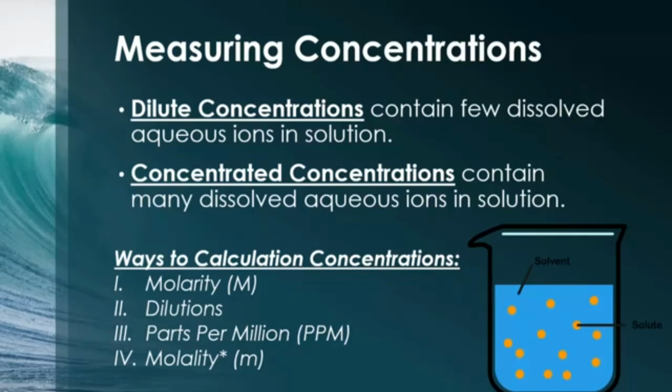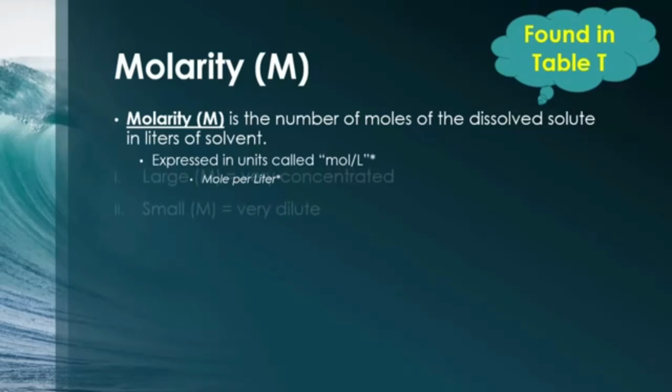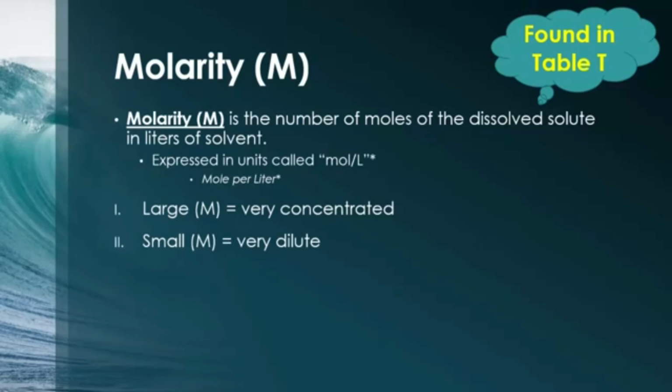Today, we are going to learn how to calculate molarity. In a future video, we will discuss how to calculate parts per million. There are other units for concentration, but we won't use them in this class. Molarity is defined as the number of moles of a given solute in a liter of solution. This equation is found on reference table T. It is a pretty simple equation to use.